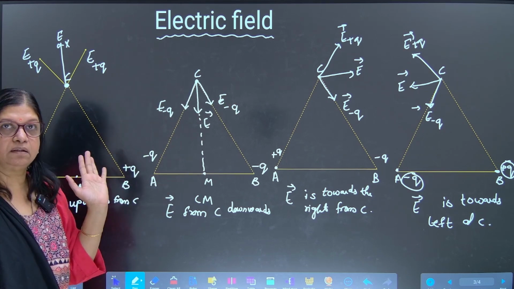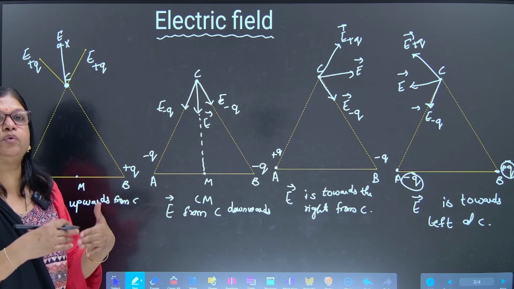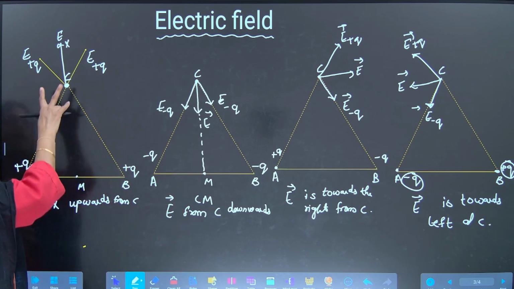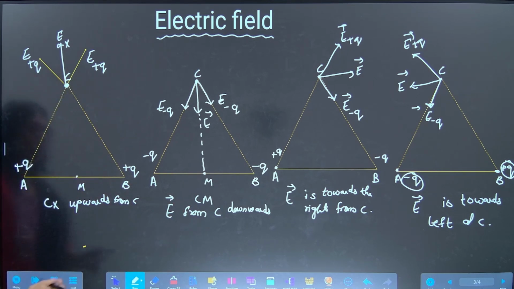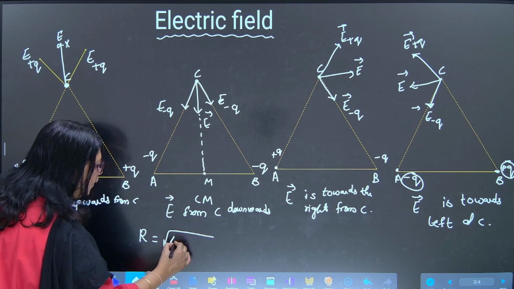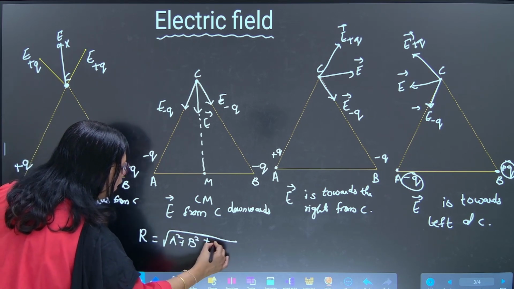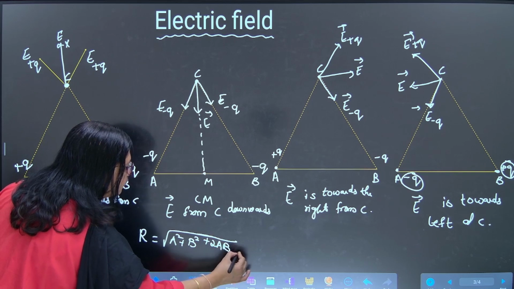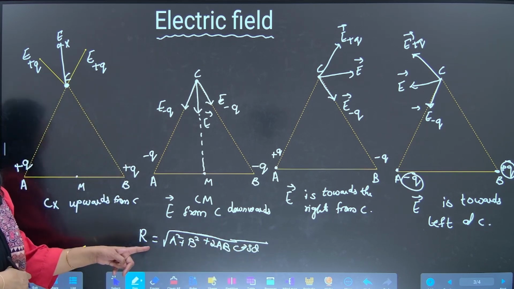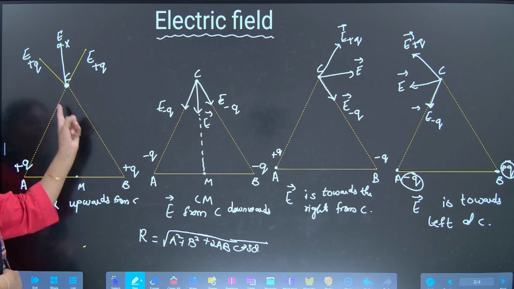Direction is ready. Now, how do I find out the magnitude? How do I do the vectorial addition? Just by using the parallelogram law. What is our parallelogram law? Resultant is equal to the square root of A square plus B square plus 2AB cos theta. What is A and what is B? A is this electric field, B is that electric field.